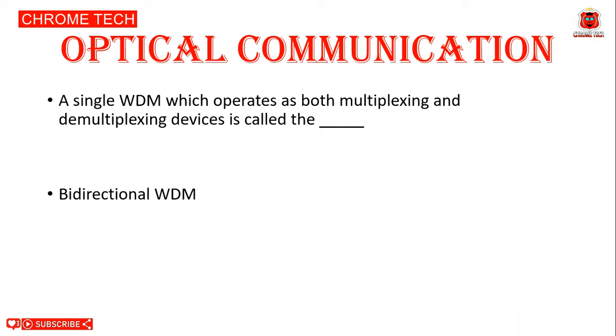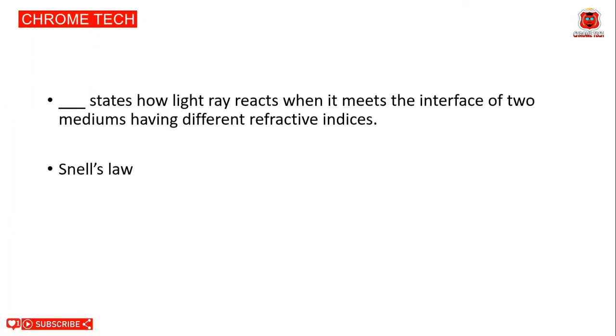First question. A single WDM which operates as both multiplexing and demultiplexing device is called dash. Bidirectional WDM is the correct answer. Next question. Dash states how light reacts when it meets the interface of two media having different refractive indexes. Snell's law is the correct answer. Next question.